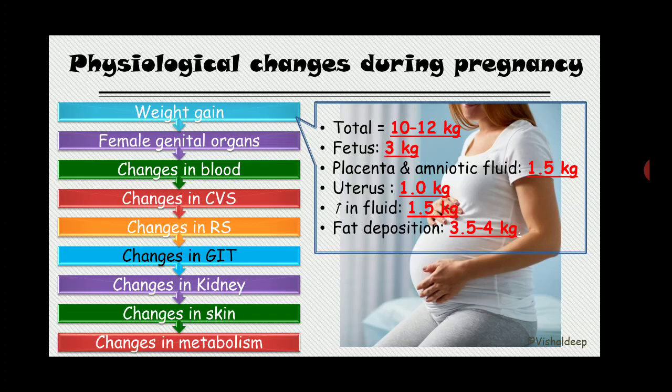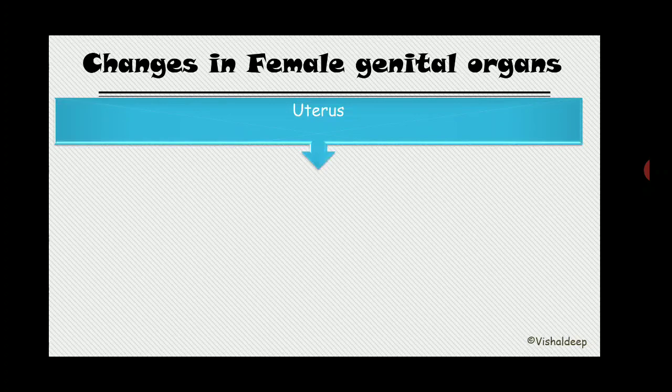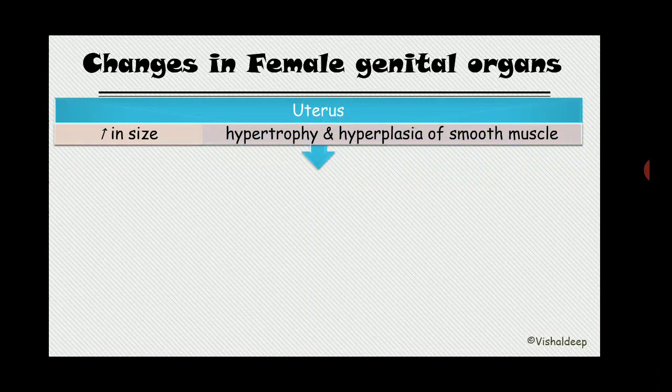Now let's discuss the second one, the female genital organs. What changes take place in the female genital organs? The first one is the uterus. As we all know, during pregnancy the uterus will increase in size, and that increase in size is basically due to hypertrophy and hyperplasia of the smooth muscle. By smooth muscle, it is basically the myometrium. Got it?